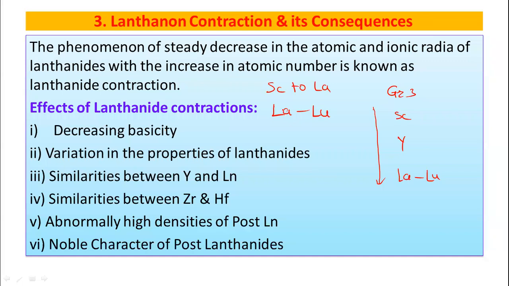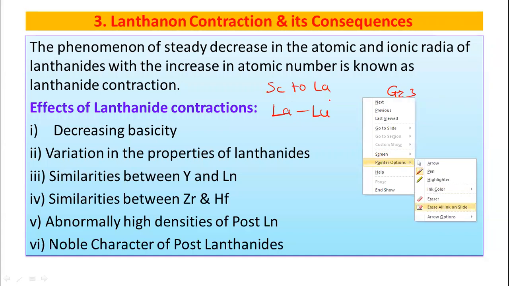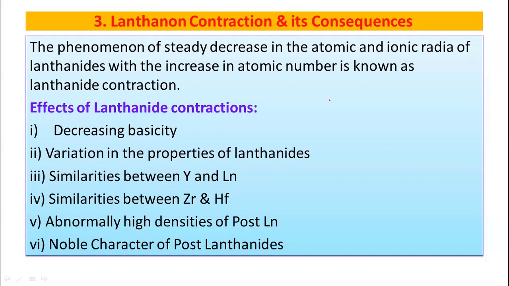What are the effects of the lanthanide contraction? The first effect of the lanthanide contraction is decreasing basicity. When the lanthanide contraction process takes place, there is a decrease in the atomic radius or ionic radius from lanthanum to lutetium.